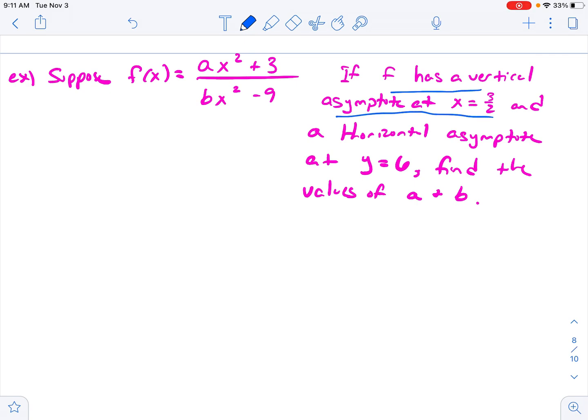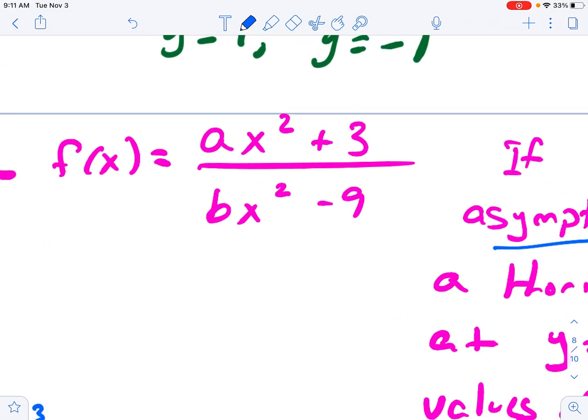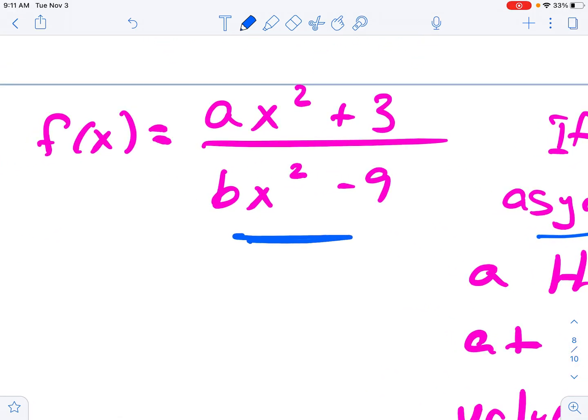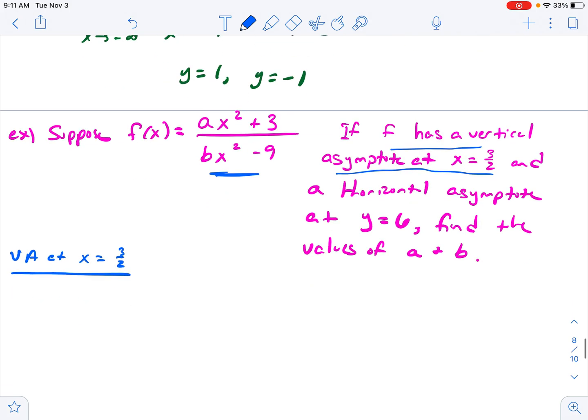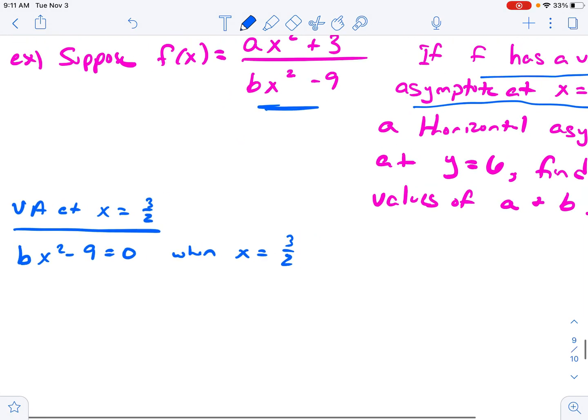We're given that f has a vertical asymptote at that x value. So let's think about what that means. When do we get vertical asymptotes? That's typically when what, and only what, equals 0? The denominator. So we get a vertical asymptote at x equals 3/2. That's an indication that the denominator will equal 0 when x equals 3/2, right? They gave us that value.